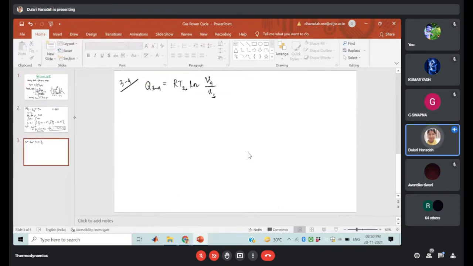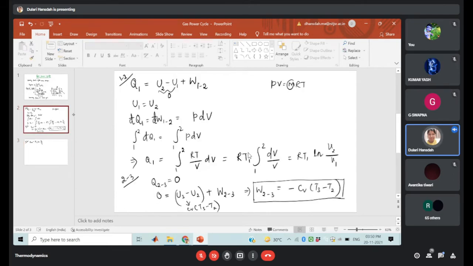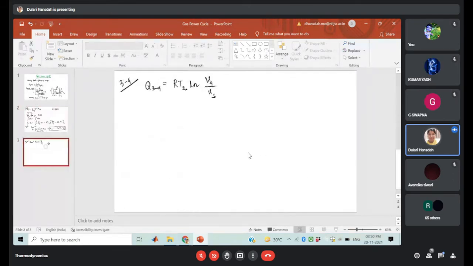I have omitted the step. You can write it if possible. So like this, we have to derive this Q34 also. So here it is RT2 ln (V4 upon V3). So in this case, the work will be RT2 ln (V4 upon V3), right?